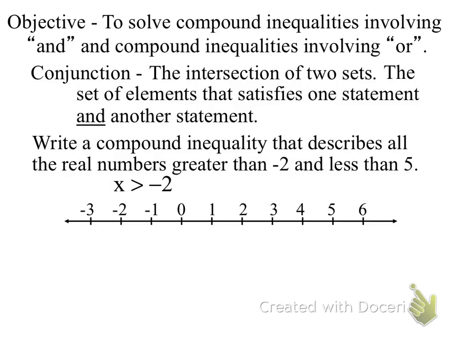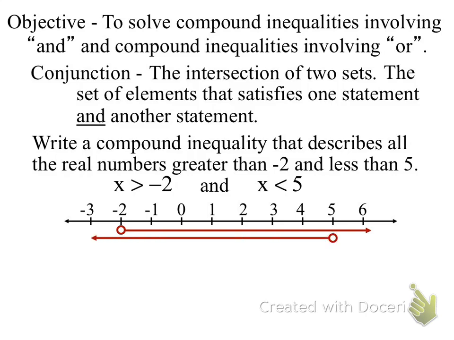Now, if I graph that on a number line, I start at x is greater than -2. Then I do the next one: and x is less than 5. This statement, you have to satisfy both requirements. It has to be greater than -2 and less than 5. Where is the area in both those sets that satisfies both? Between -2 and 5. That area right in there.